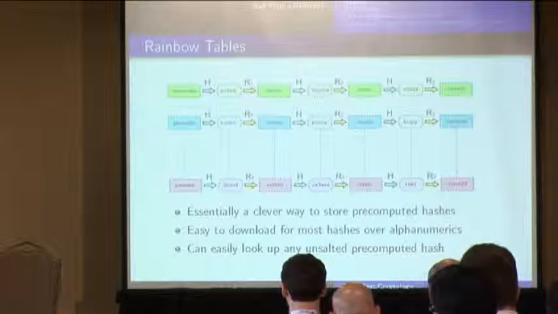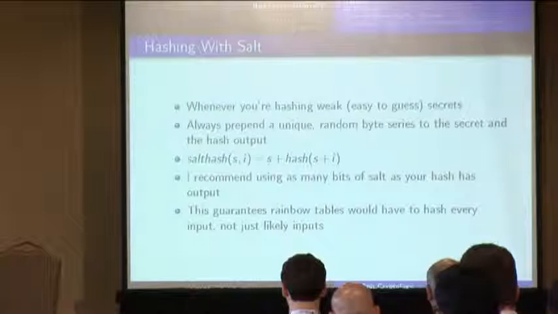It just requires you to do a little bit more time to look up the data because you're having to perform some computations, but it's clever. Now, that's not the only threat that we're really facing here. Whenever you're hashing weak or easy-to-guess secrets, I suggest that you prepend a unique random byte series to the secret, a salt. I recommend as many bits of salt as your hash has output. And if you're doing it with hex-encoded characters or something, then obviously double it. That guarantees that the rainbow tables would have to hash every input, not just the likely inputs.